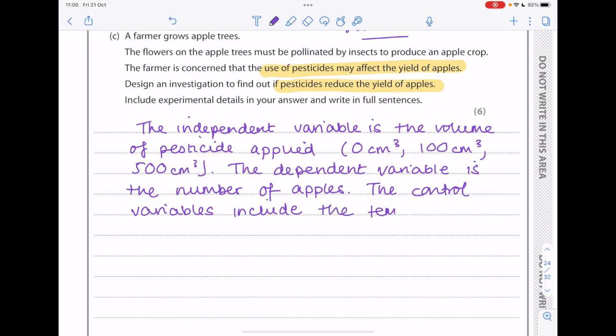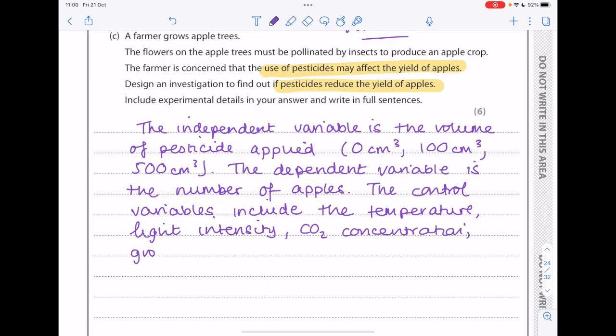The temperature, the light intensity, carbon dioxide concentration, growing period, variety of apple. This is a great question. There's so many control variables. I've gone crazy. I haven't just included 3.